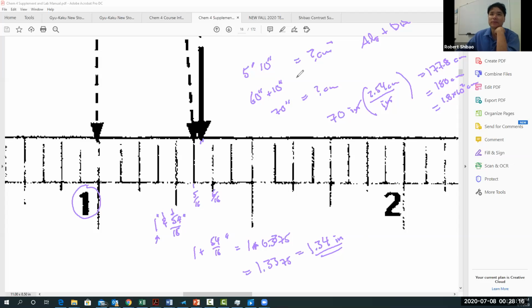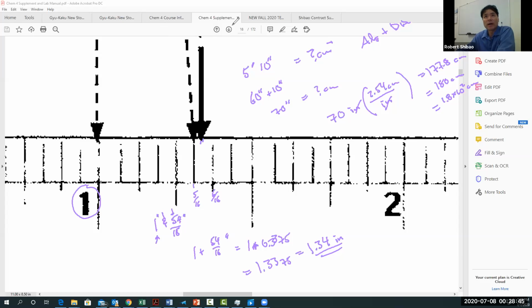This happens when we're mixing up English units and metric units. English units and metric units get screwed up all the time. 70 is not exact, right? 5 feet, 60 is exact because I'm definitely taller than 5 feet. But the 10 inches is not exact. And so when I add these, I get 70, and so that ends up as being 2 sig figs, right?